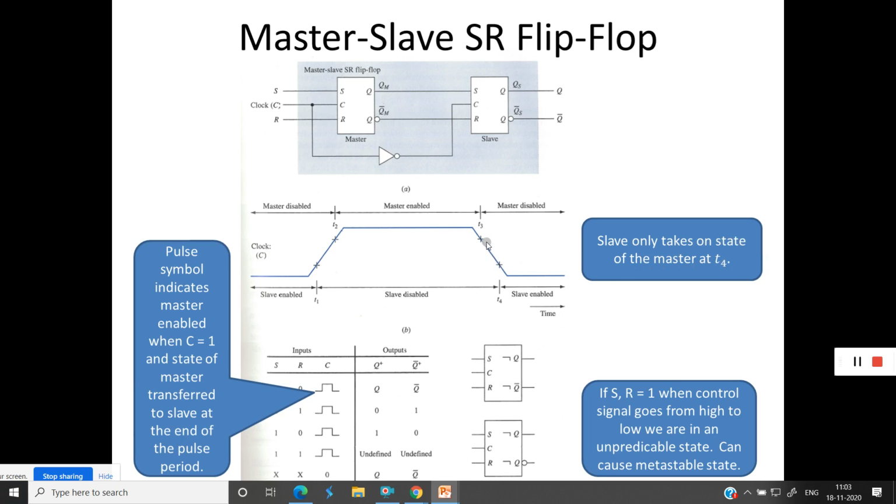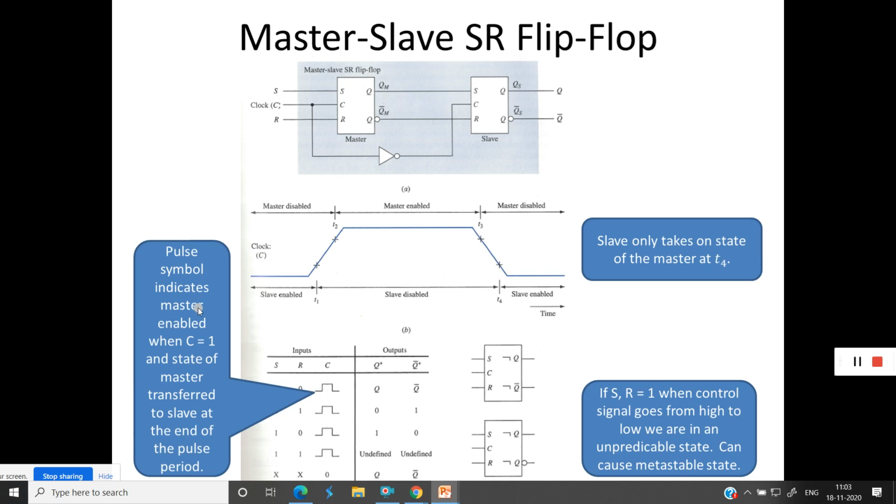So from here to here, from T3 to T4, both are disabled. Slave will take the state of the master at T4. In between it will not take. At time instant T4, whatever the data is in the master, it is copied into the slave at time instant T4. Now what is this pulse signal?